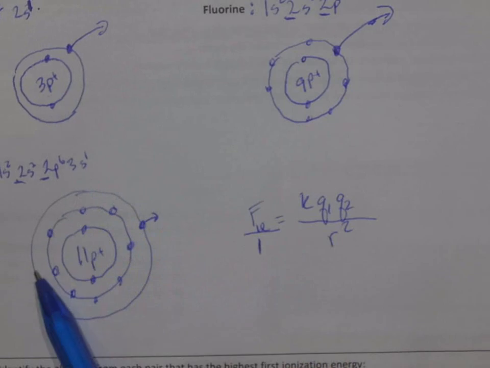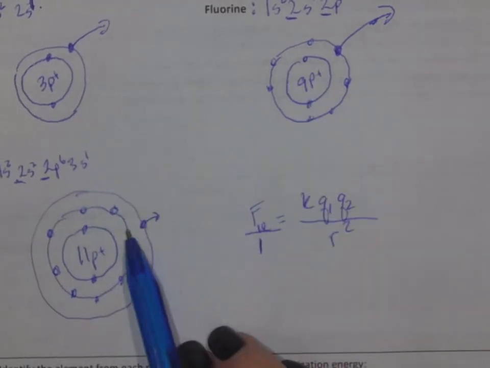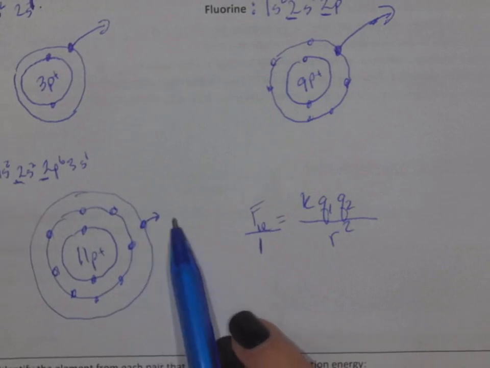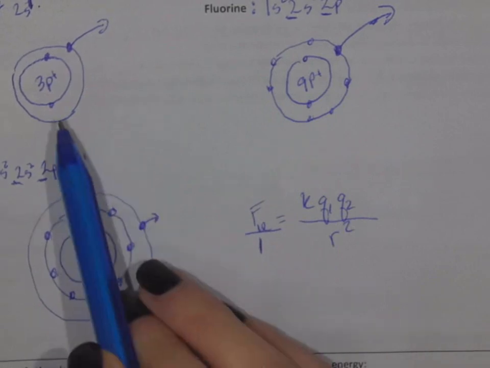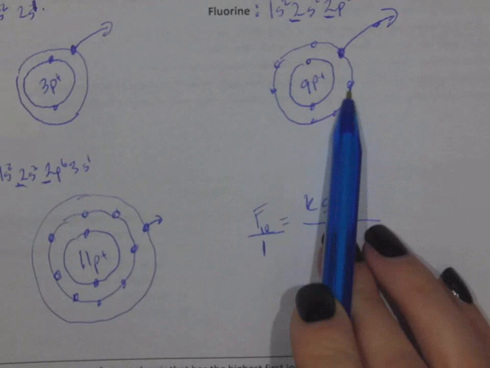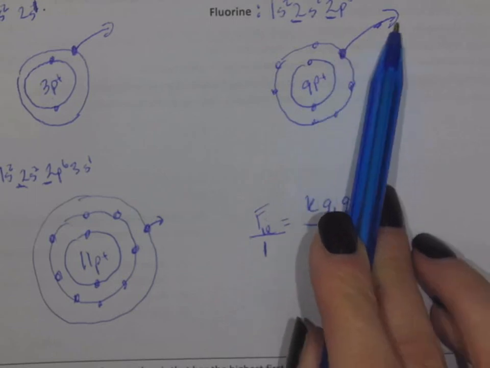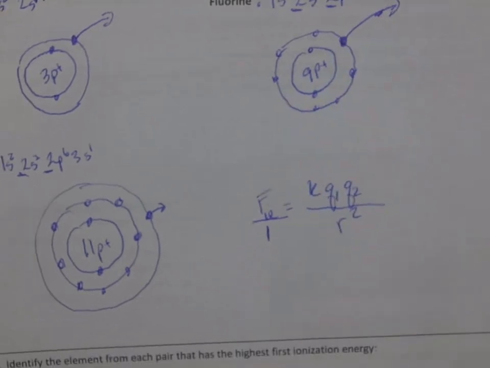So this was the largest radius of these 3. And so the biggest distance is the weakest attraction. It was easiest to remove. It took the least amount of energy. This one was our smallest radius, and so it had the strongest attractive force. And so it took much more energy to release that one. Okay.